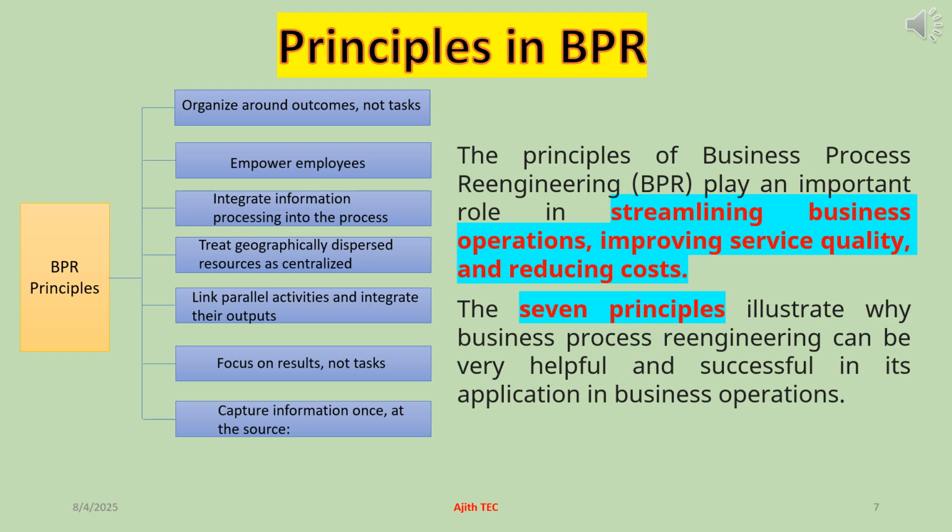Capture information once, at the source. Data is entered once, ideally at the point where it originates, reducing errors and redundancies. The 7 principles illustrate why business process reengineering can be very helpful and successful in its application in business operations.